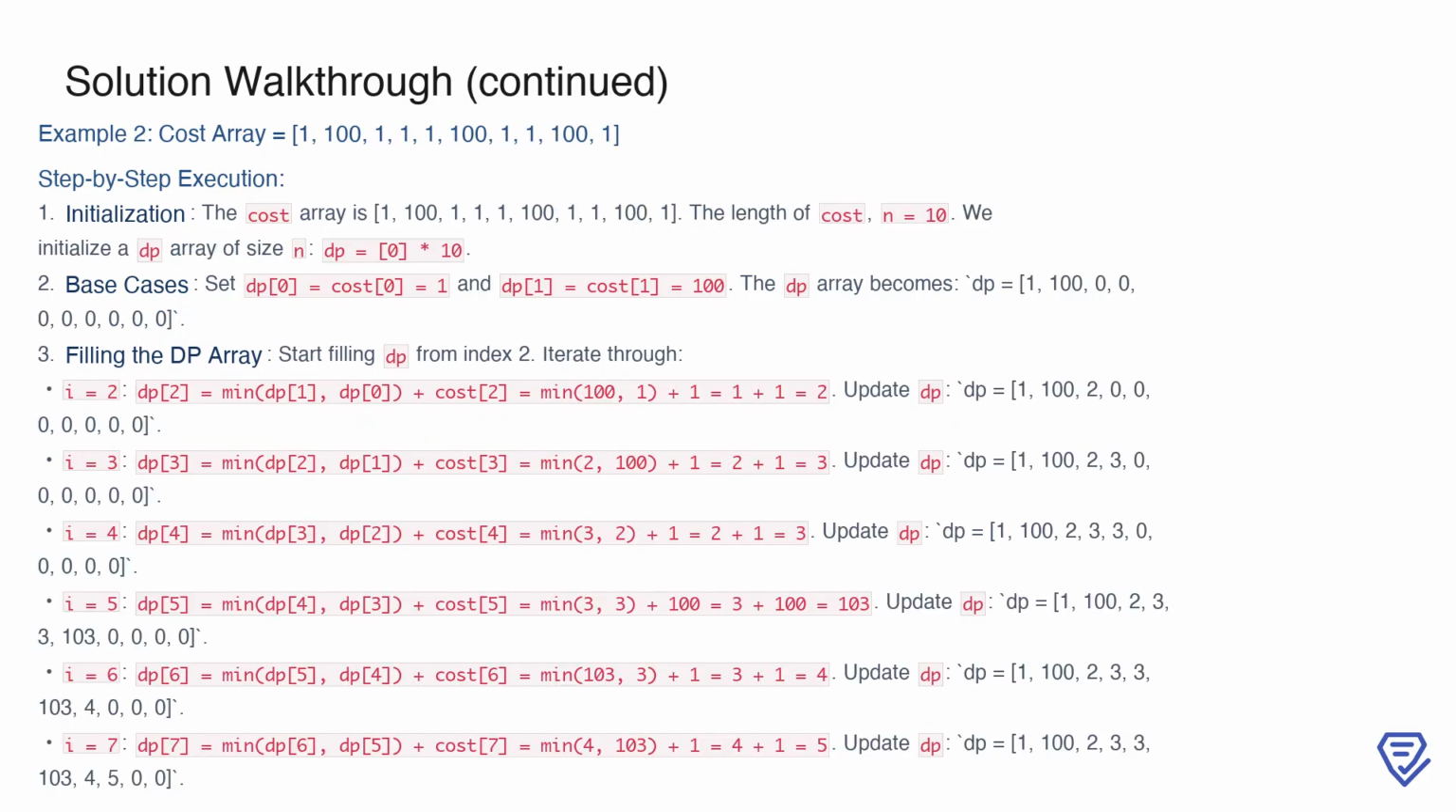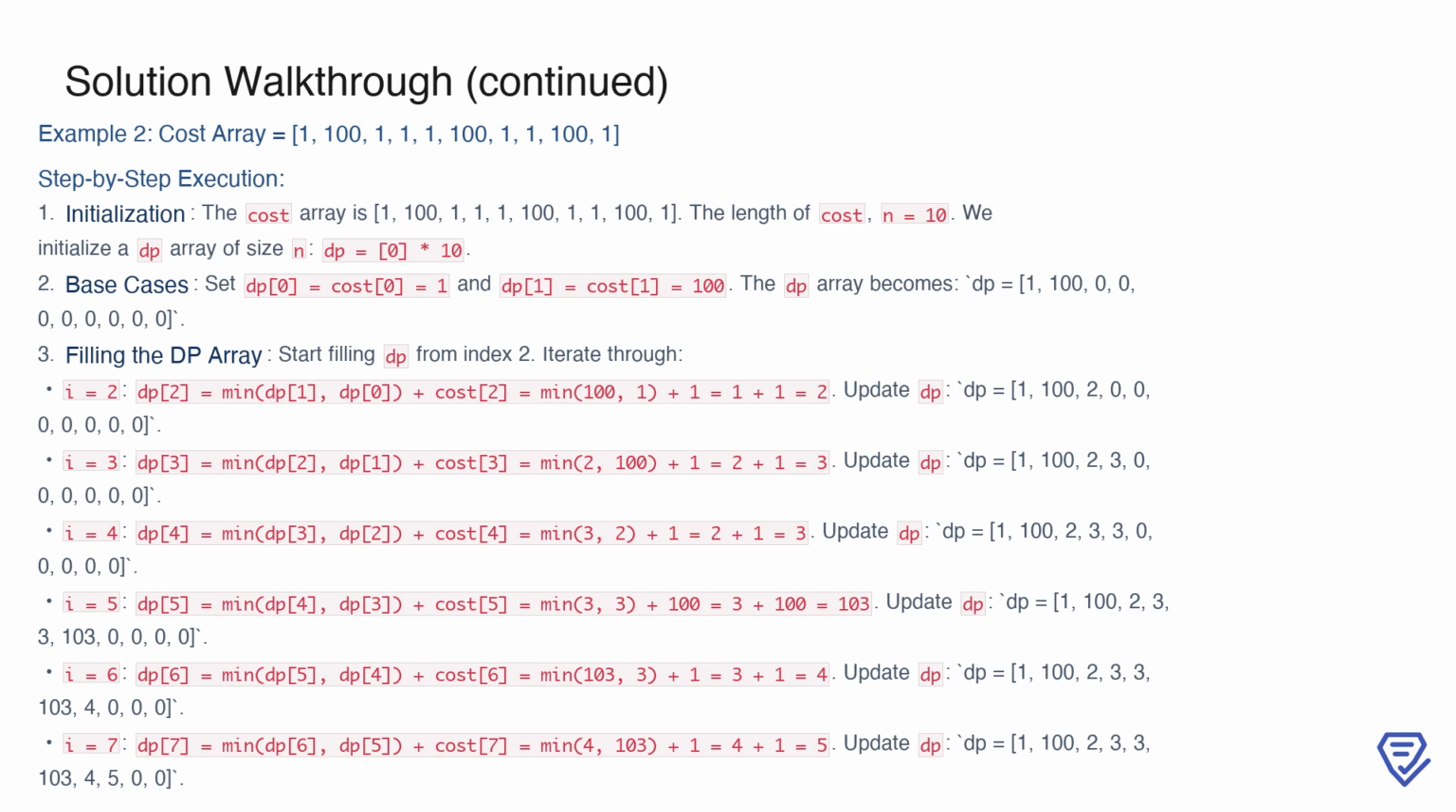In this example, we have a more complex cost array: 1, 100, 1, 1, 1, 100, 1, 1, 100, 1. The length of this array is 10, so we initialize the dp array with 10 zeros. Setting up the base cases, dp[0] is equal to the first cost, 1, and dp[1] is the second cost, 100. At this stage, the dp array is 1, 100, 0, 0, 0, 0, 0, 0, 0, 0.